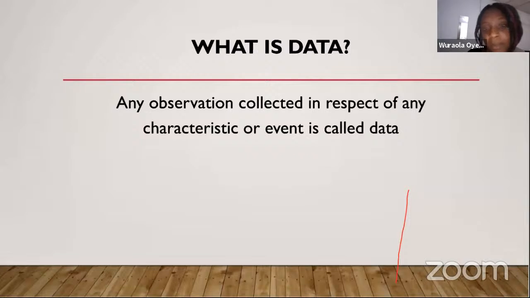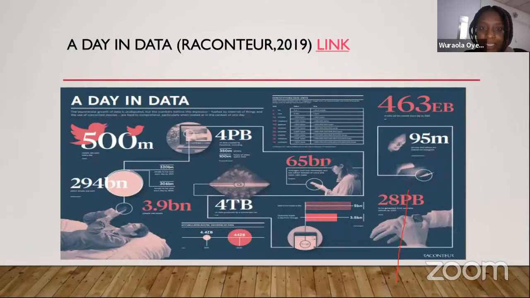I saw it online: any observation collected in respect of any characteristic or event is called data. The question is not whether the inference from the data is correct. Your data can have errors and issues, but it's still data. It may be dirty data, it may be not useful data.